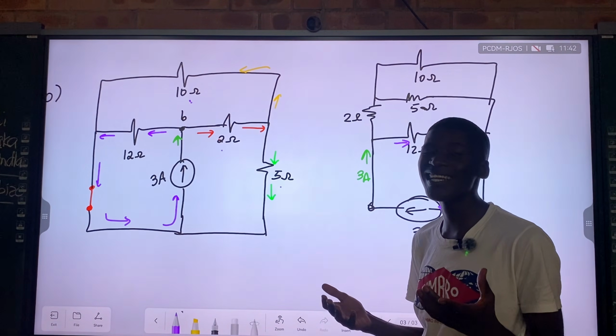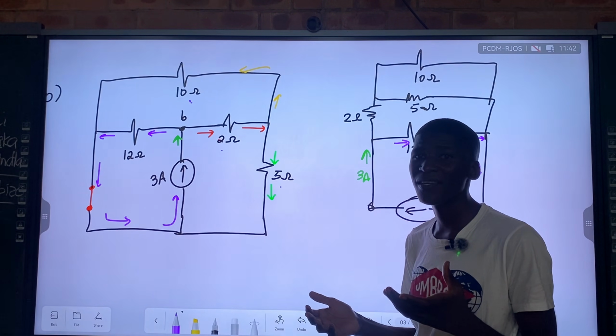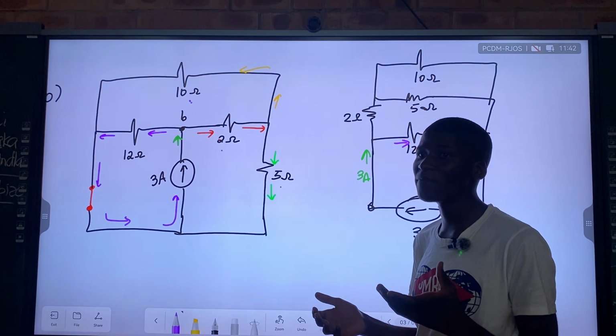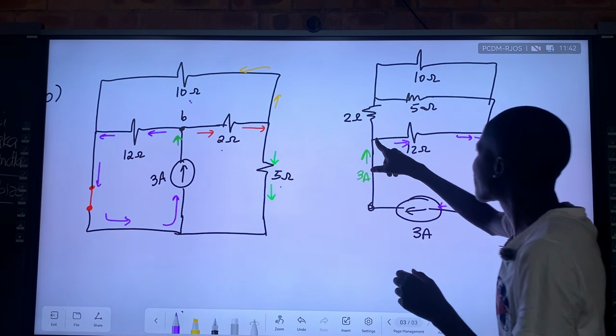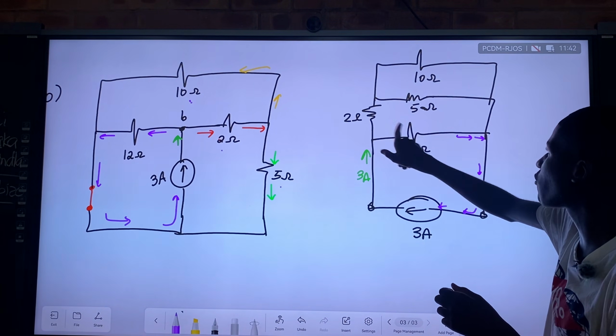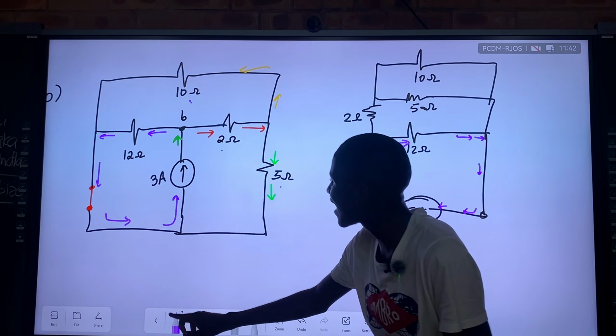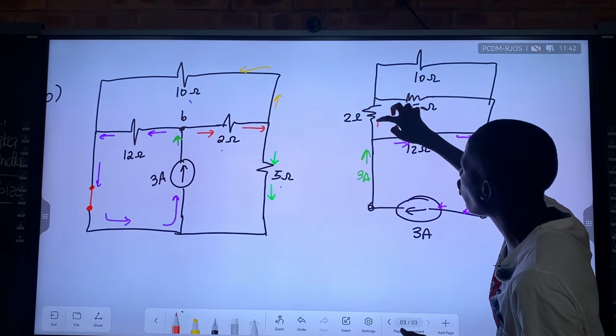So we understand the flow through the 12 ohms, we can see the flow through the 12 ohms using this simplified circuit. Now, the 3 amperes split here. Some of it went to 12 ohms. The other one, which is the red current, will go to the 2 ohms resistor.